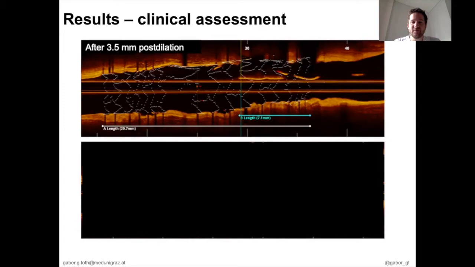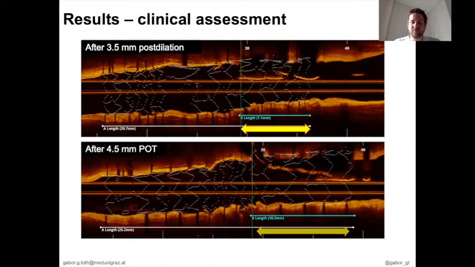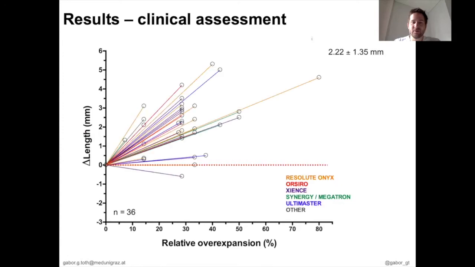And this 3.0 stent was first post-dilated with a 3.5 balloon, and then to correct proximal underexpansion, it was post-dilated with a 4.5 millimeter balloon, resulting in marked lengthening within the proximal main branch segment. In the entire cohort, we saw more than 2 millimeter absolute lengthening on average. How can we interpret it from a clinical perspective?